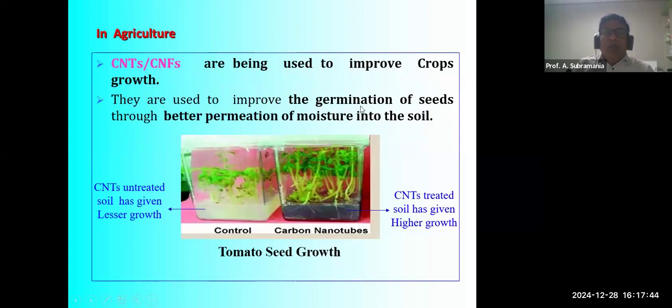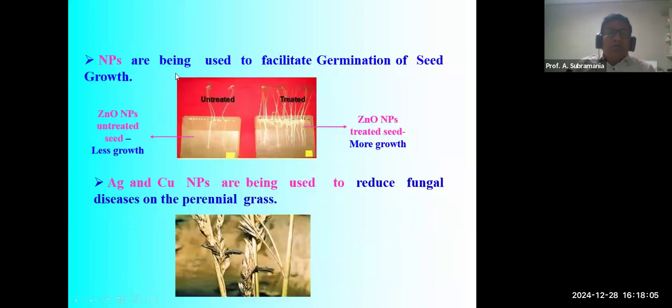They are used to improve the germination of seeds through better penetration of moisture into the soil. See, this one is CNT untreated soil, so it has given lesser growth, whereas this one soil is treated with CNTs, hence it has given more growth. Then the nanoparticles are being used to facilitate germination of seed growth. See, this one is zinc oxide nanoparticles, untreated seed, so hence its growth is less, whereas these seeds are treated with zinc oxide nanoparticles, hence it has given more growth.